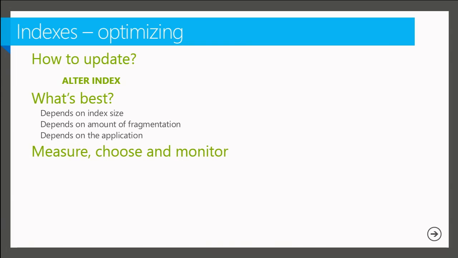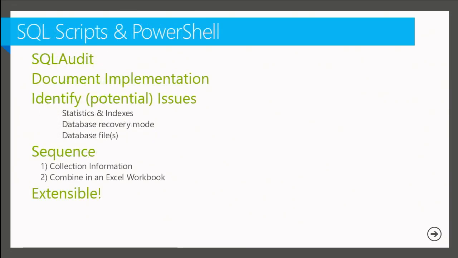How to update? ALTER INDEX is the statement that we use. And again, what's best? It really depends. And there's a lot of depends there. I'm sorry for that, but there isn't just one answer, right? You take a best guesstimate, set it, and observe it. As I like to say, measure, choose, and monitor, right? Wash, rinse, and repeat.